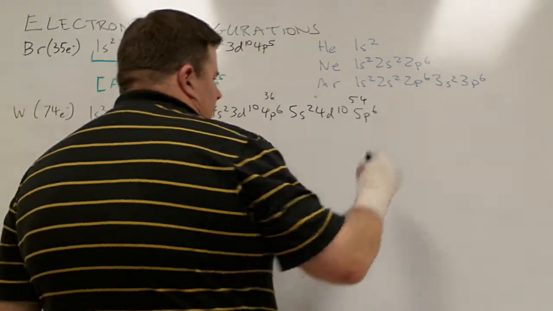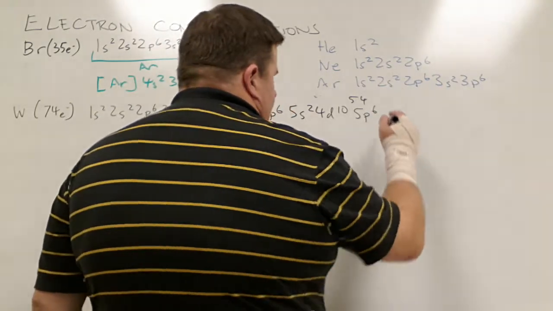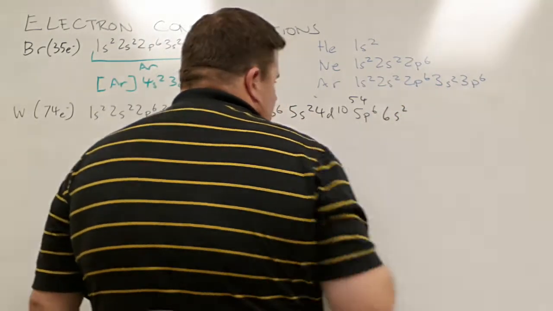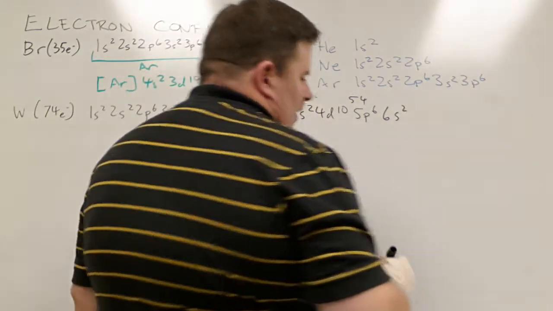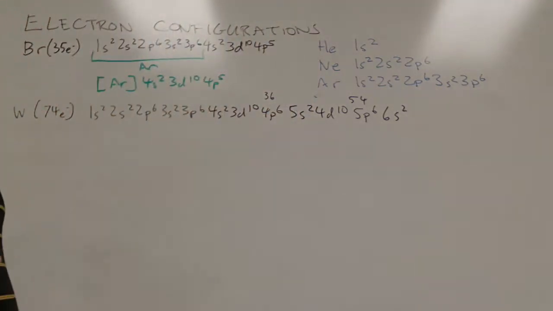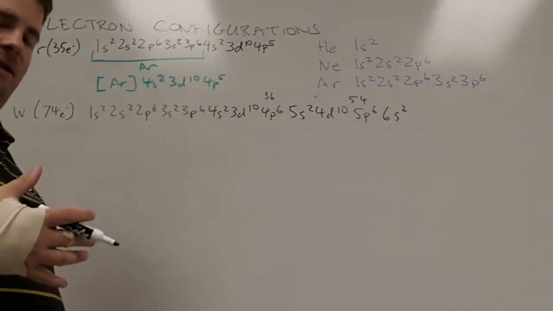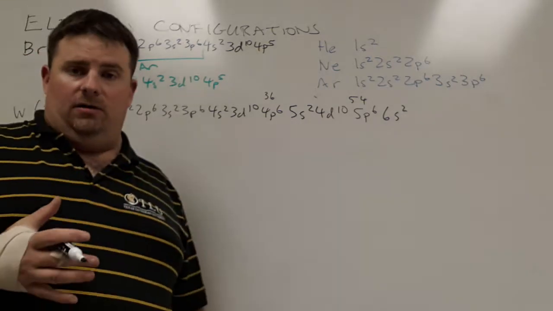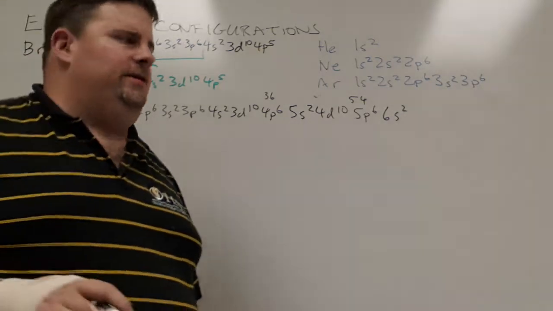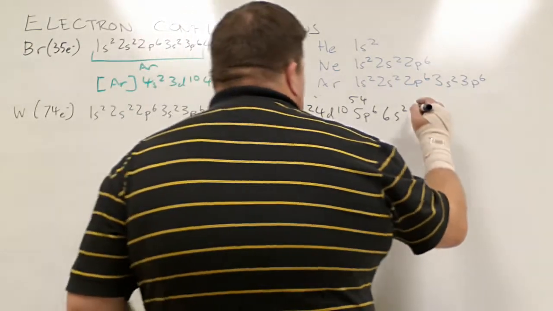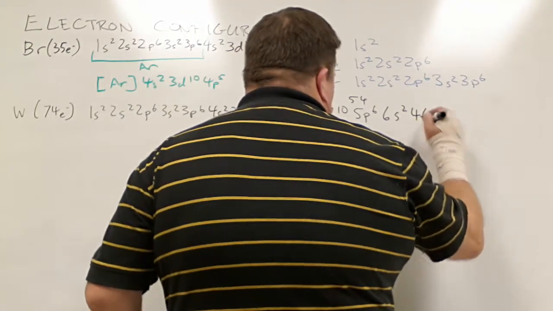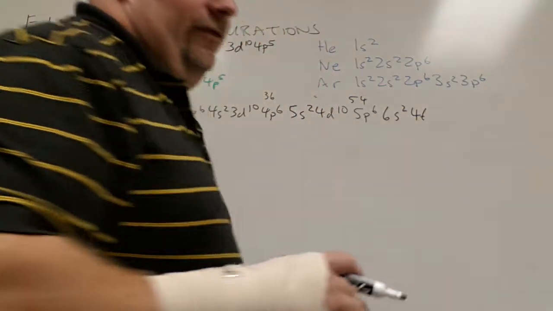All right, now I'm into the rows where tungsten is. Now I go to 6s2, and there's a couple of ways of writing this, and so long as the electrons are there, I'm not really too picky as to how you write these things. But in general, you drop down to 4f. And I'll show you a different way of writing this at this point.